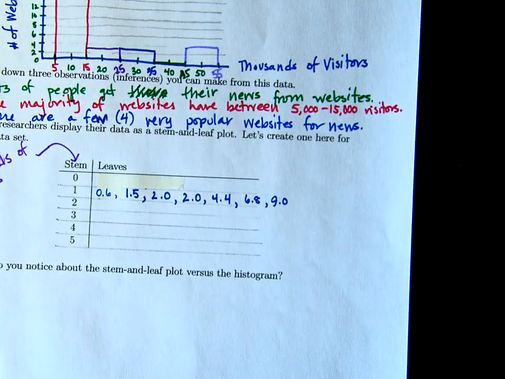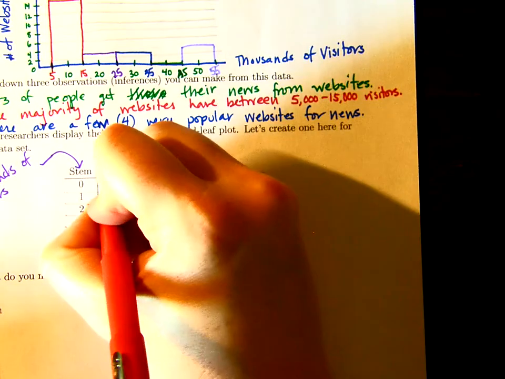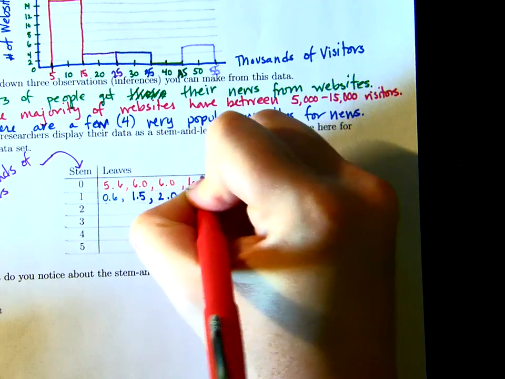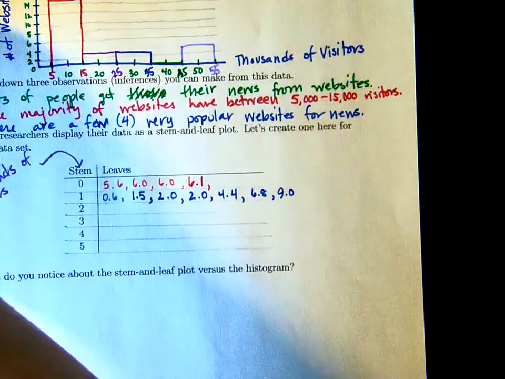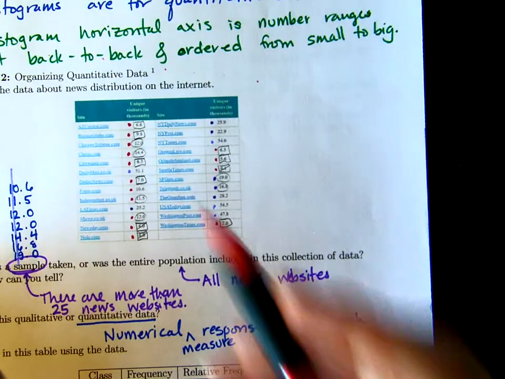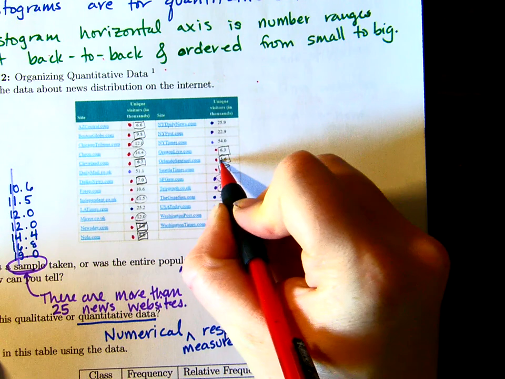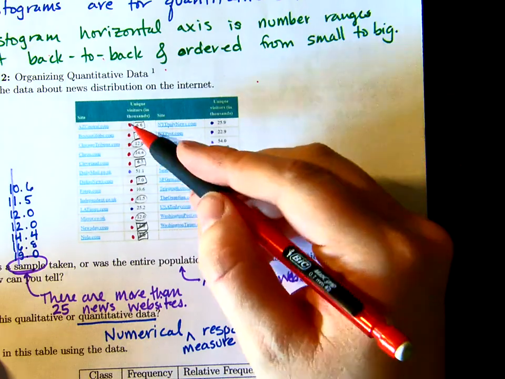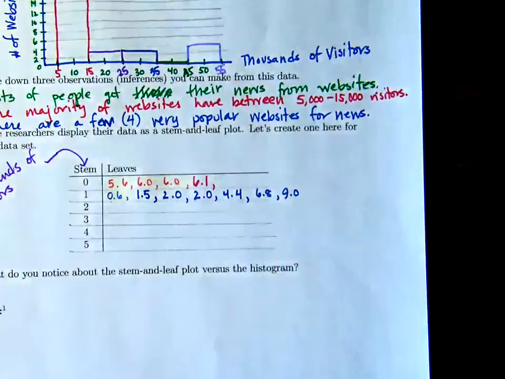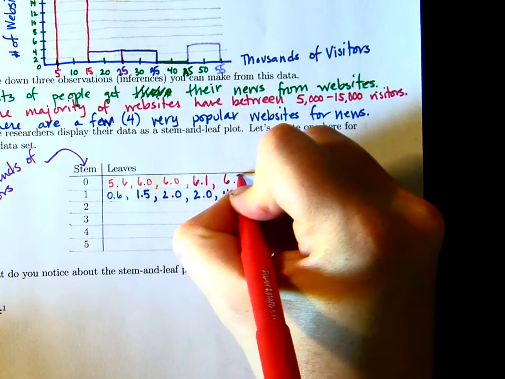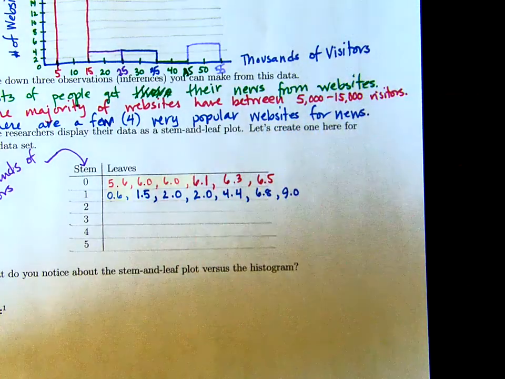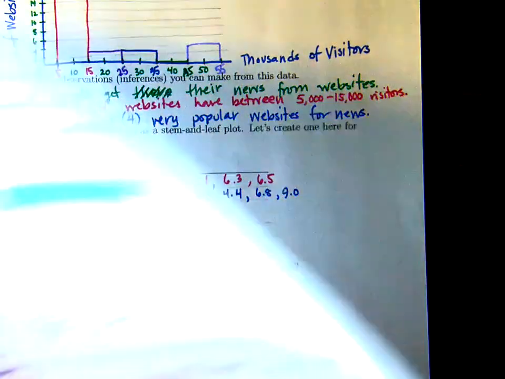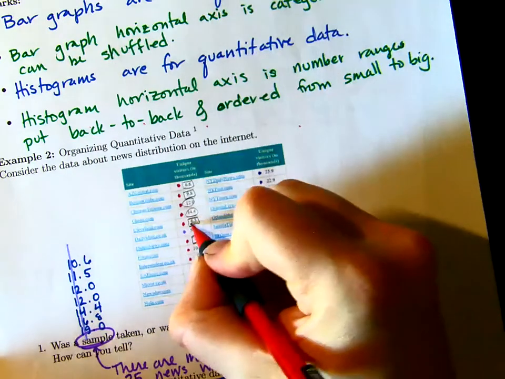That's what happens. So 5.6, 6.0, 6.0, 6.1. Okay, just so that you are seeing what I see. Here was the 5.6, 6.0, 6.0, 6.1. I see a 6.3 and then a 6.5. Let's see, 6.3, got it. 6.3, 6.5.